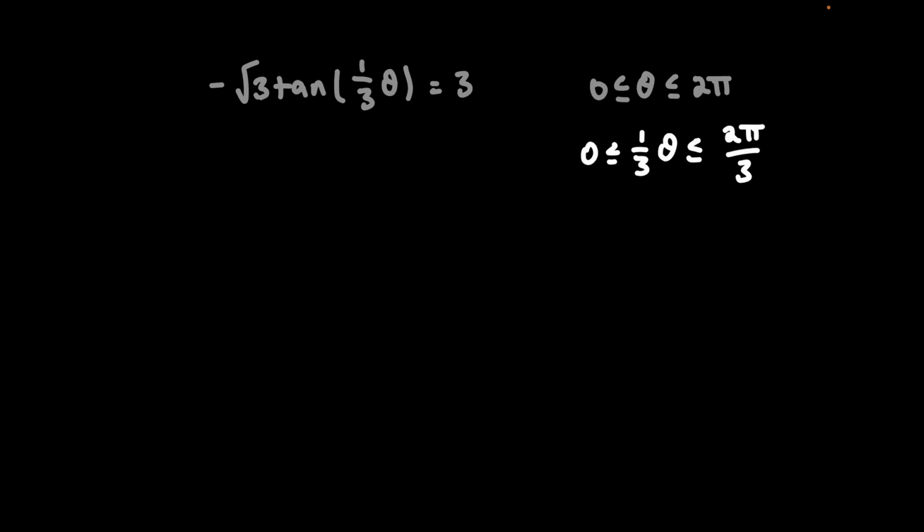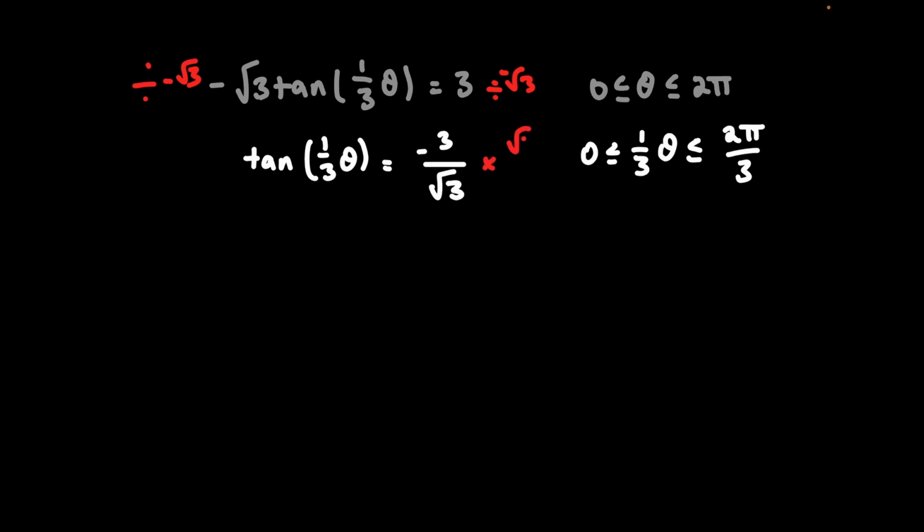So now we can solve this question normally. The first thing we would do is isolate tan of a third theta. So to do this, we would divide both sides of our equation by minus square root 3. And then what we would get is minus 3 on square root 3. Now when we rationalize this, i.e. we times the top and bottom by square root 3, what we end up having is that tan of a third theta is simply equal to minus 3 root 3 divided by 3. And that would just simplify down to minus square root 3.